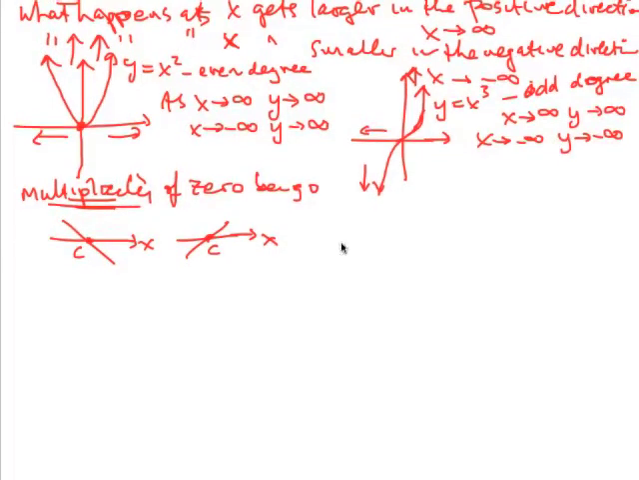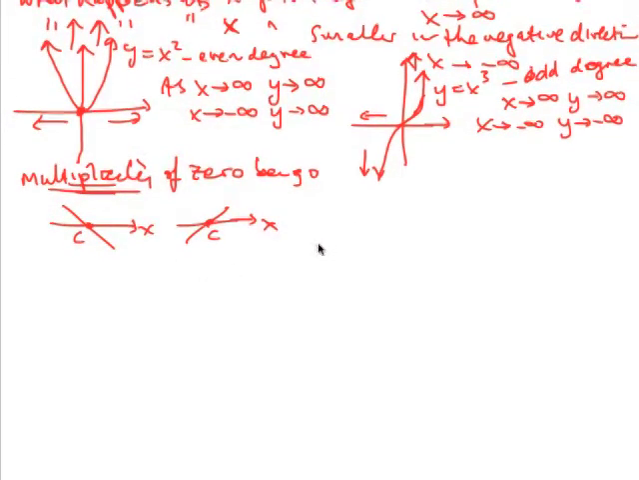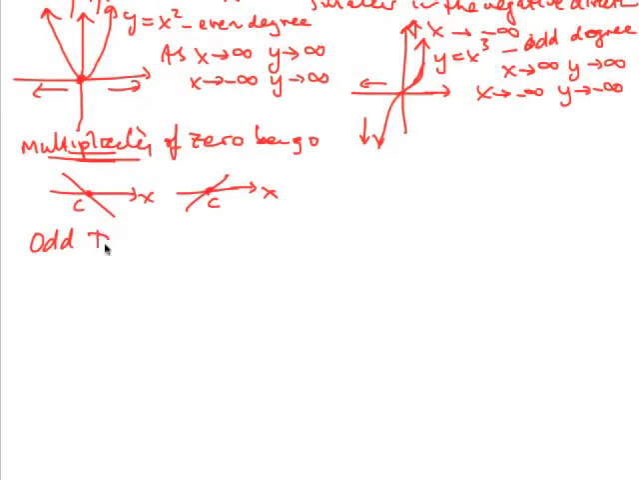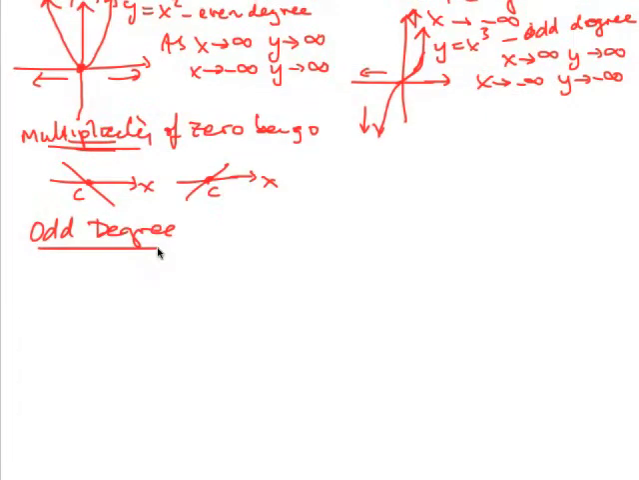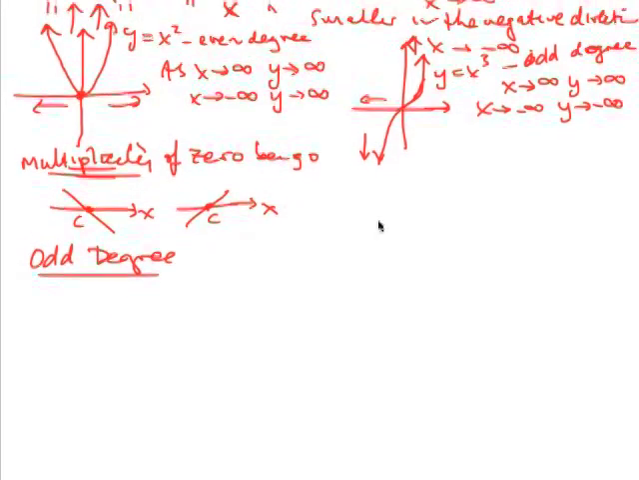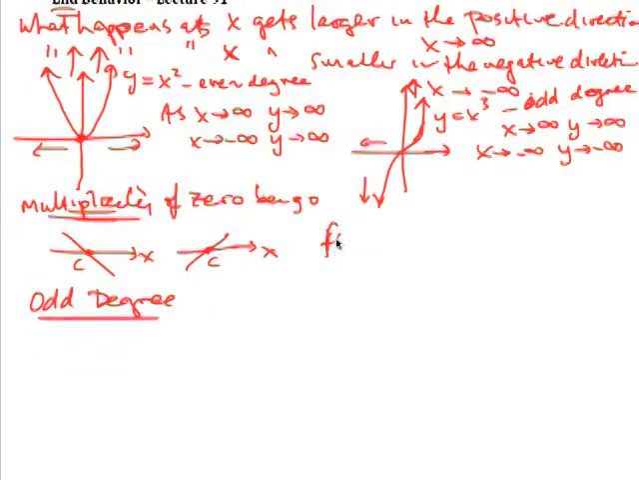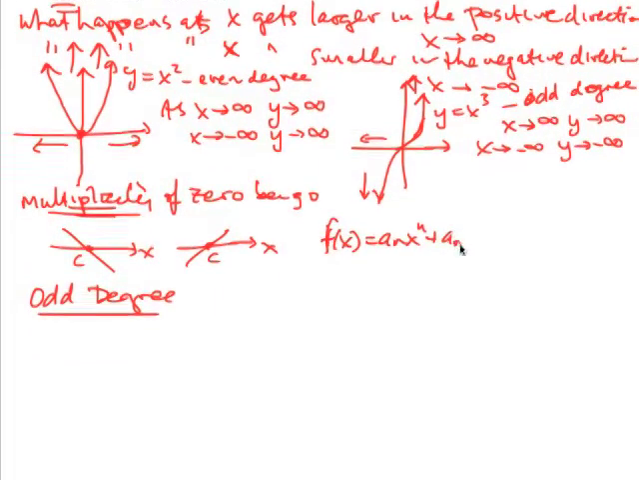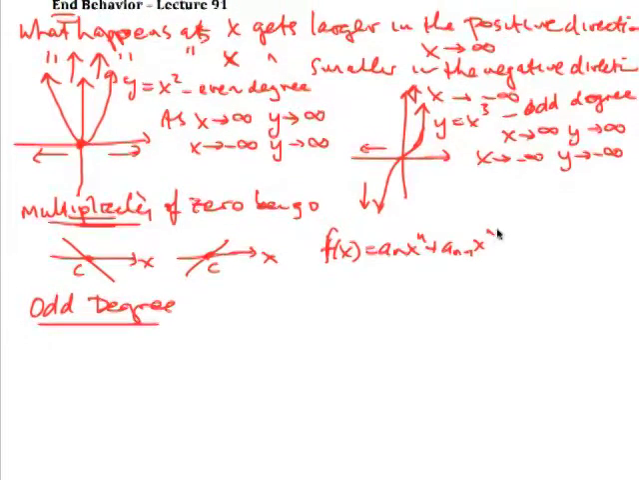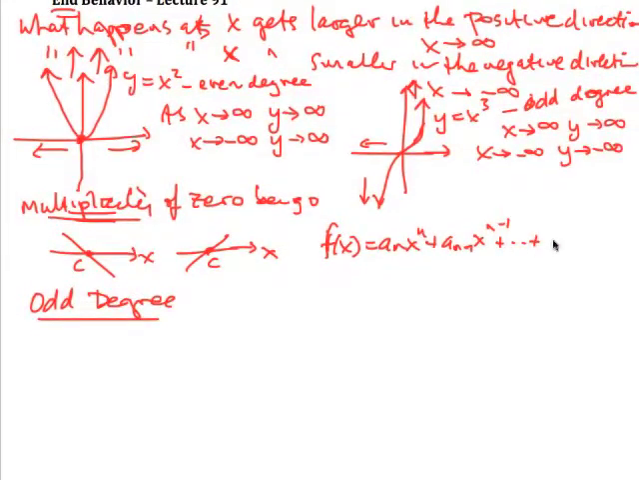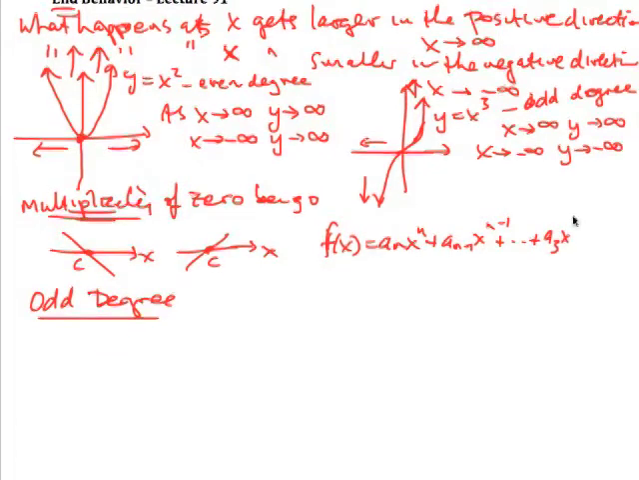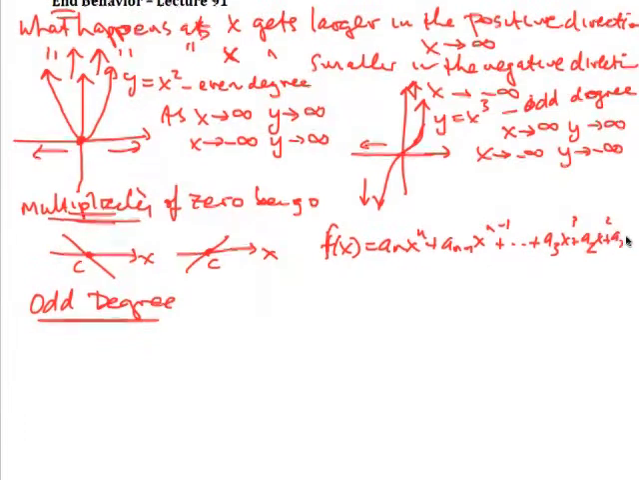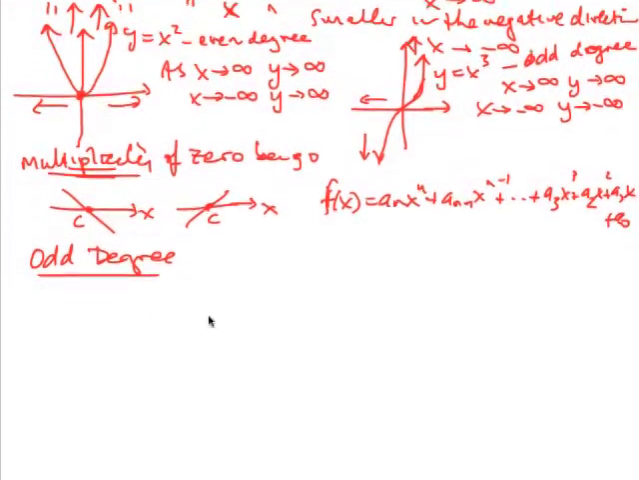So let's break this up into odd degrees and even degrees. Let's have a look at an odd degree. So we're talking about an odd degree polynomial. Now remember, a polynomial has this form: up to a3x cubed plus a2x squared plus a1x plus a0.